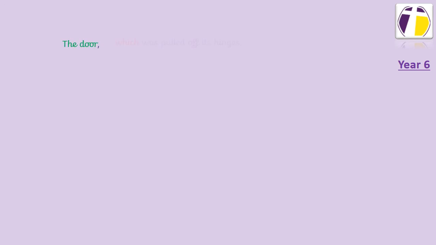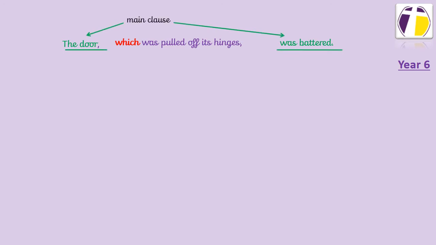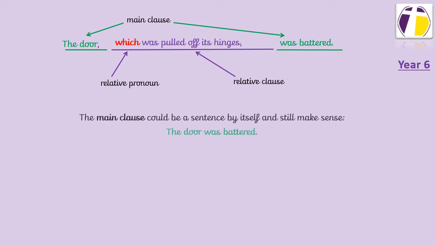The door, which was pulled off its hinges, was battered. The door was battered is our main clause, which has been separated by the subject here. Which was pulled off its hinges is a relative clause, which commas have been used to show in the sentence. Which is the relative pronoun, which links our subject to our relative clause.